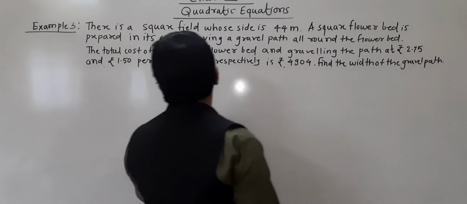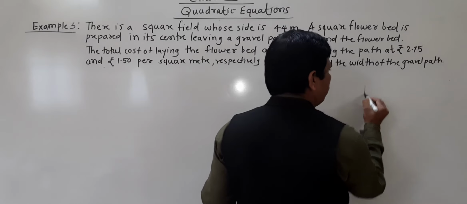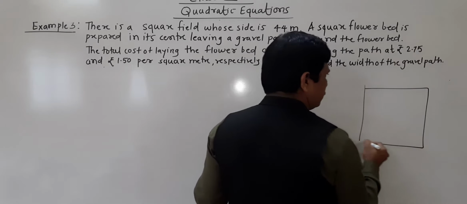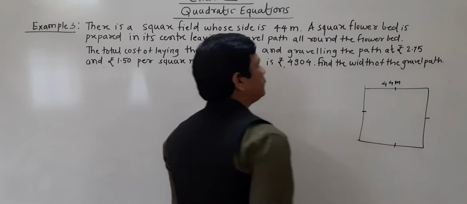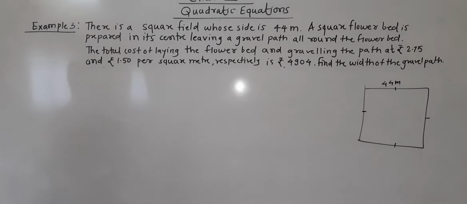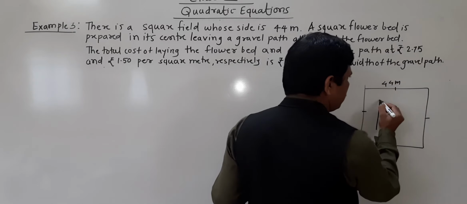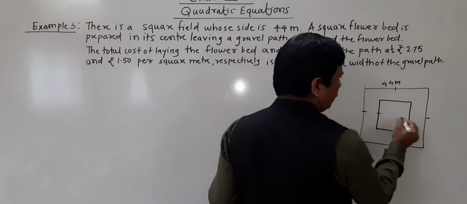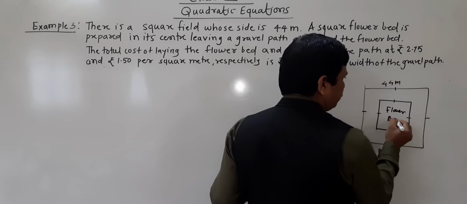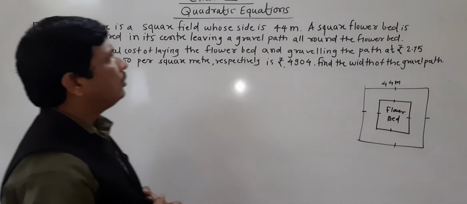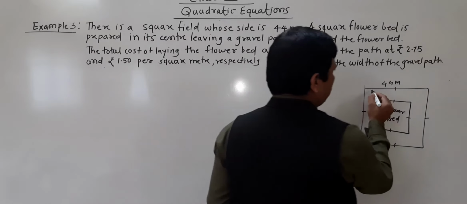So here what is given? There is a square field whose side is 44 meter. All sides are the same. Okay, square field. A square flower bed is prepared in its center. A flower bed is taken here inside. Okay, this is the flower bed. A gravel path all around the flower bed. Okay, so this is the gravel path.